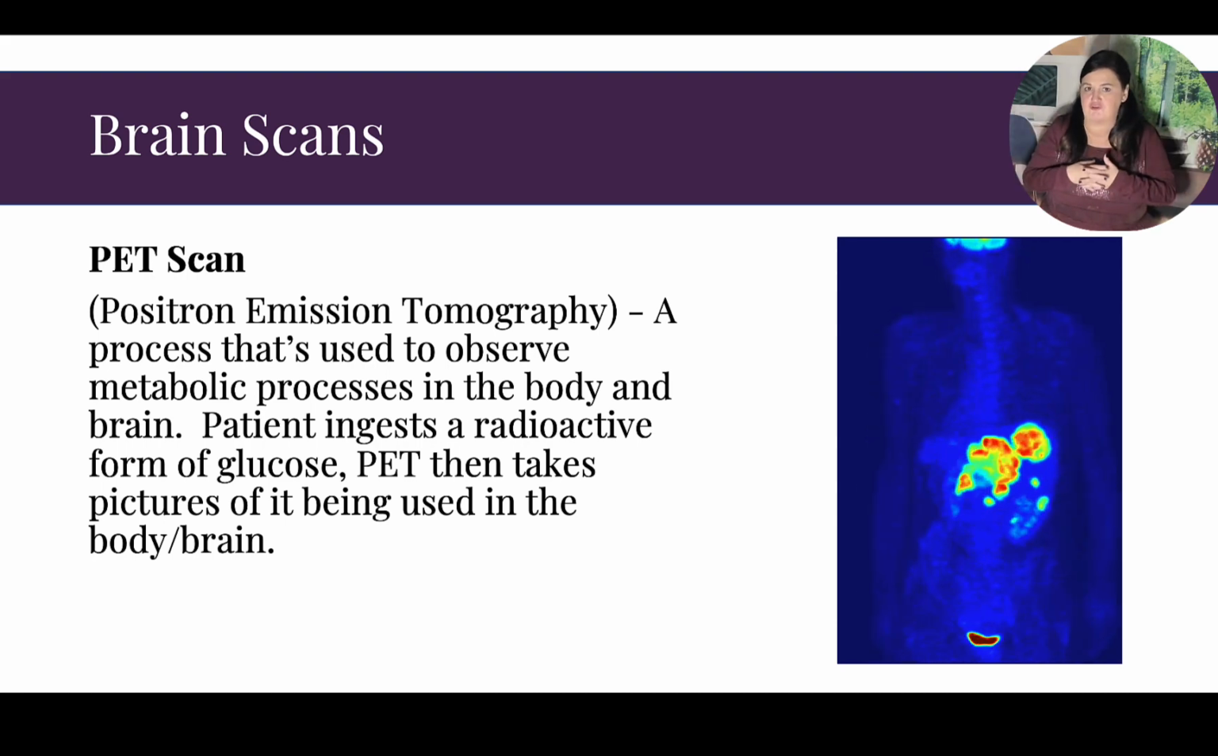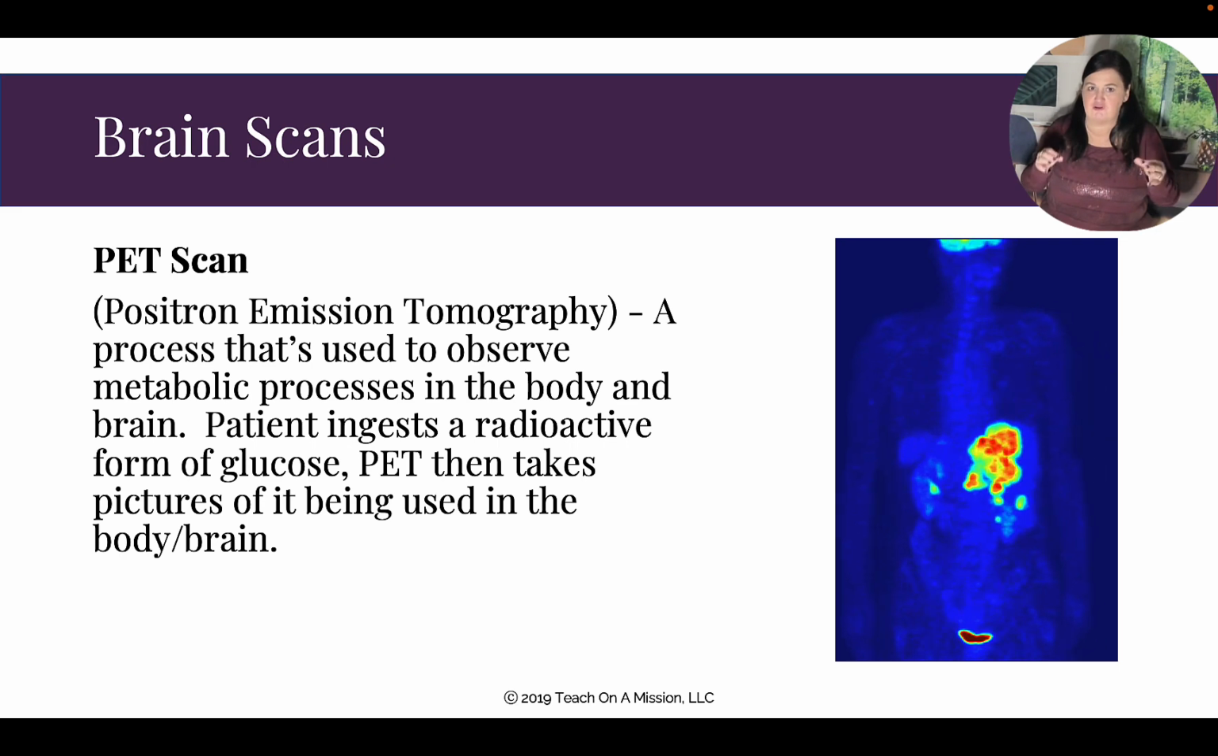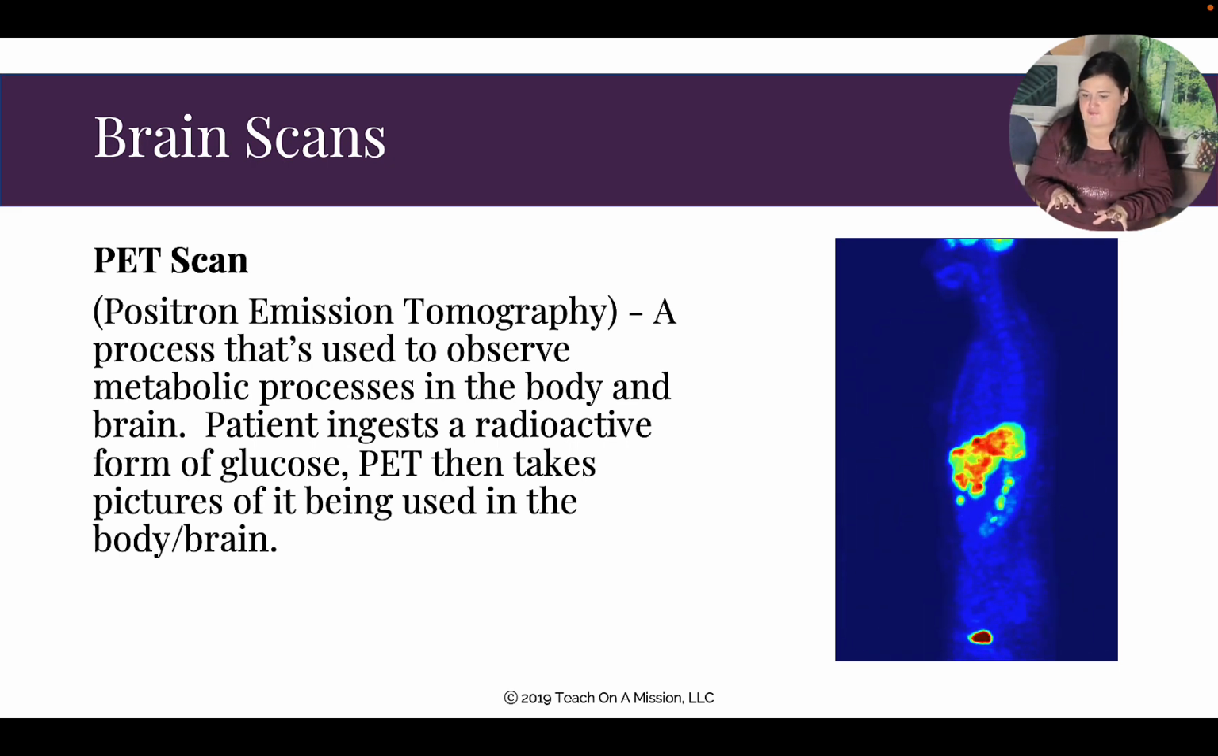It's a form of glucose, and the way that you know the body is expending energy is when you put sugar into it and you watch what happens. The PET scan takes pictures of it being used in the body. It's super cool. It gives you so much information.